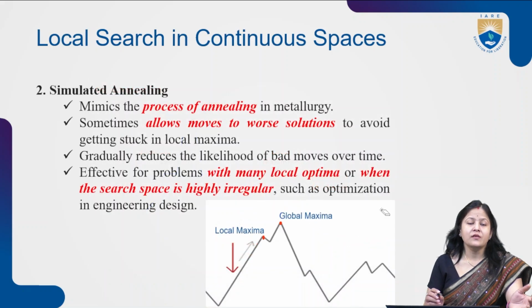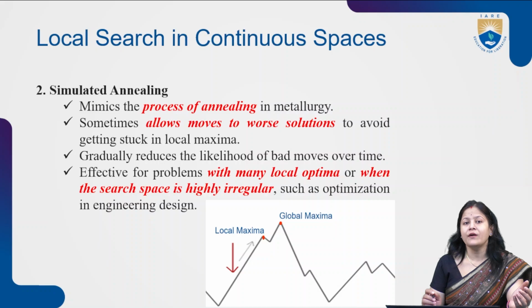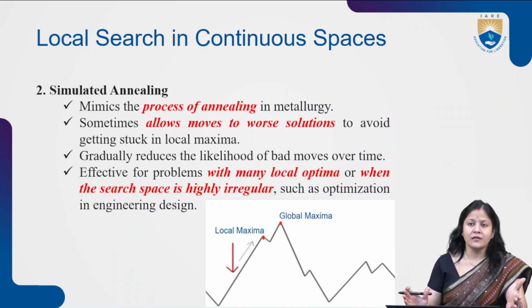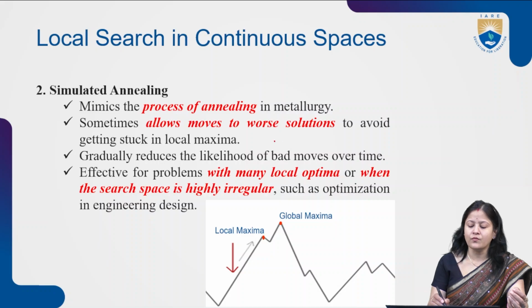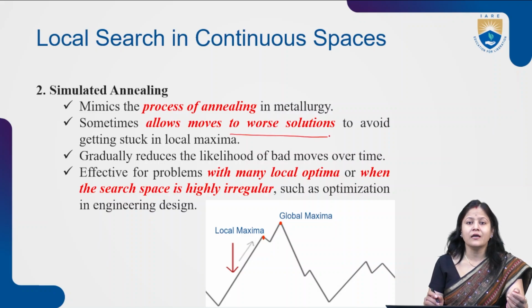Now another algorithm which is used in local search is called simulated annealing. Simulated annealing is normally based on the annealing process in metallurgy. The annealing process means the metal is melted at a high temperature, and then it cools down to maintain its crystalline state. That type of process is called the annealing process, which is used in metallurgy. The same concept is also used in local search in continuous space. Sometimes it allows moving to a worse solution to avoid getting stuck in local maxima.